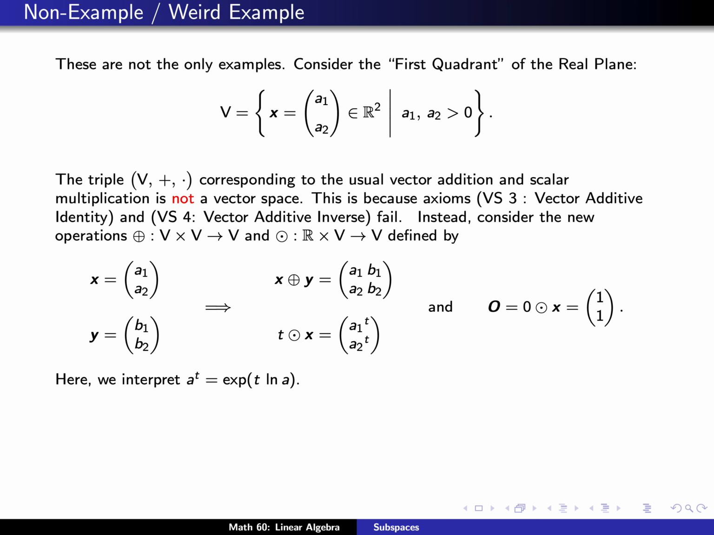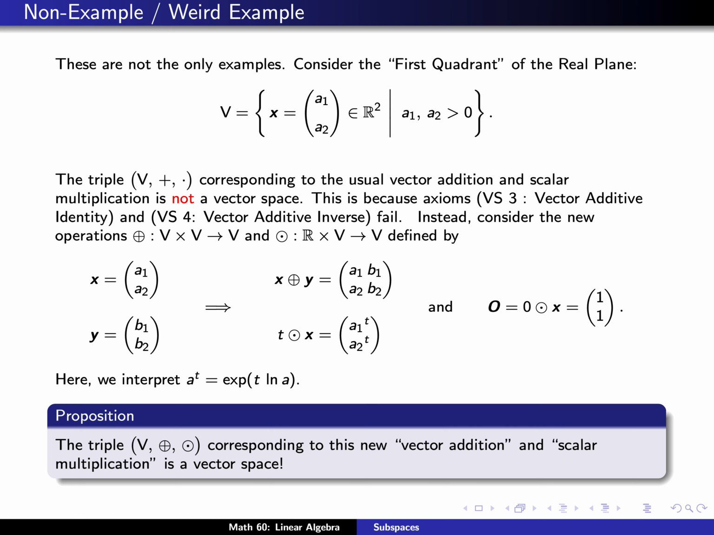Let's define them here as circle plus and circle dot. Circle plus will be defined by multiplying the corresponding coordinates, and circle dot will correspond to exponentiation of the various components. So in this case, our, quote, 0 element, unquote, would be the vector (1, 1). The way that we found this was by keeping very close tabs on the definition at hand, on circle plus and circle dot. So again, with these new definitions, we actually do have a vector space.